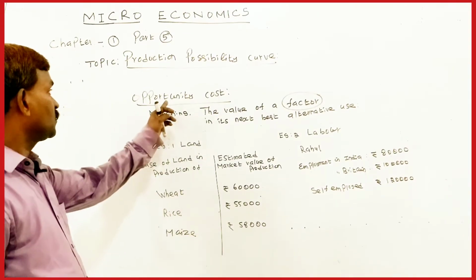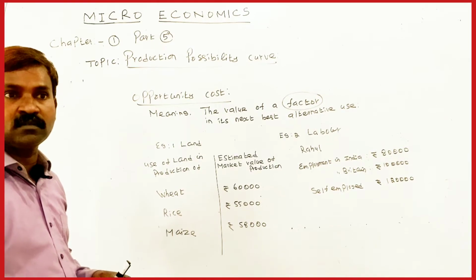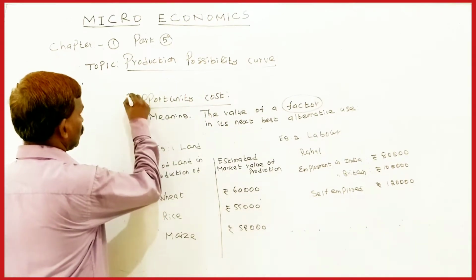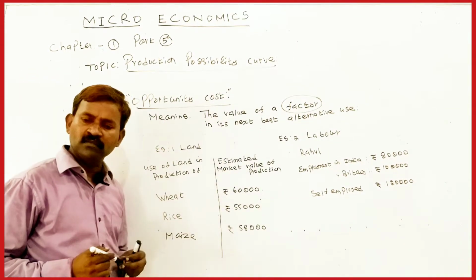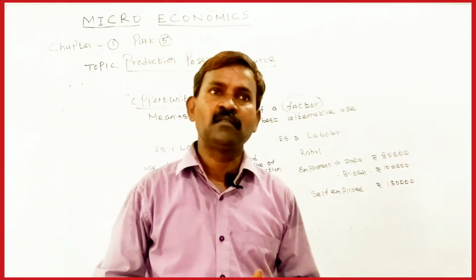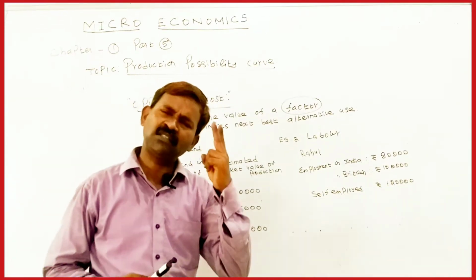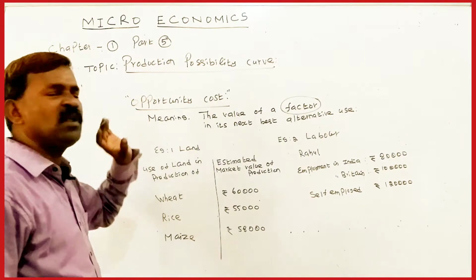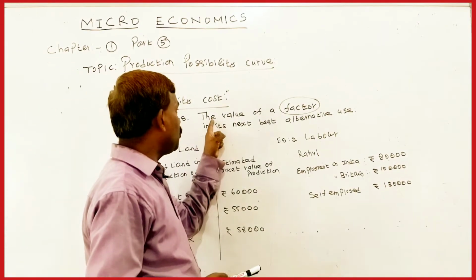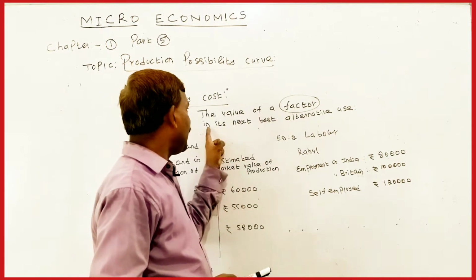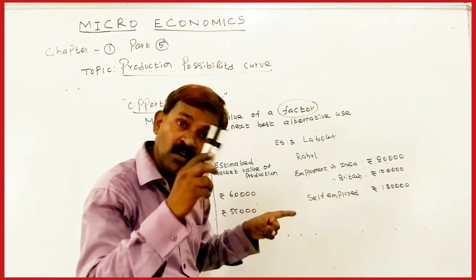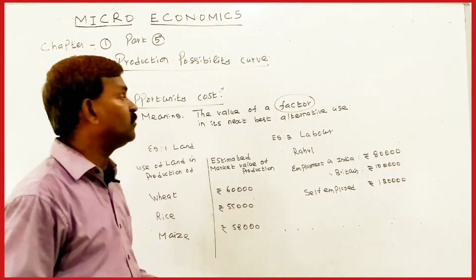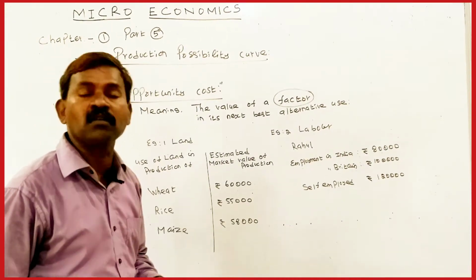Now, another small concept in chapter number 1 of microeconomics. The topic name is opportunity cost. Students, I am going to explain what is opportunity cost with just 2 examples, so you can easily understand. First, what do you mean by opportunity cost? The value of a factor in its next best alternative use. Next best alternative use. That is the meaning of opportunity cost.